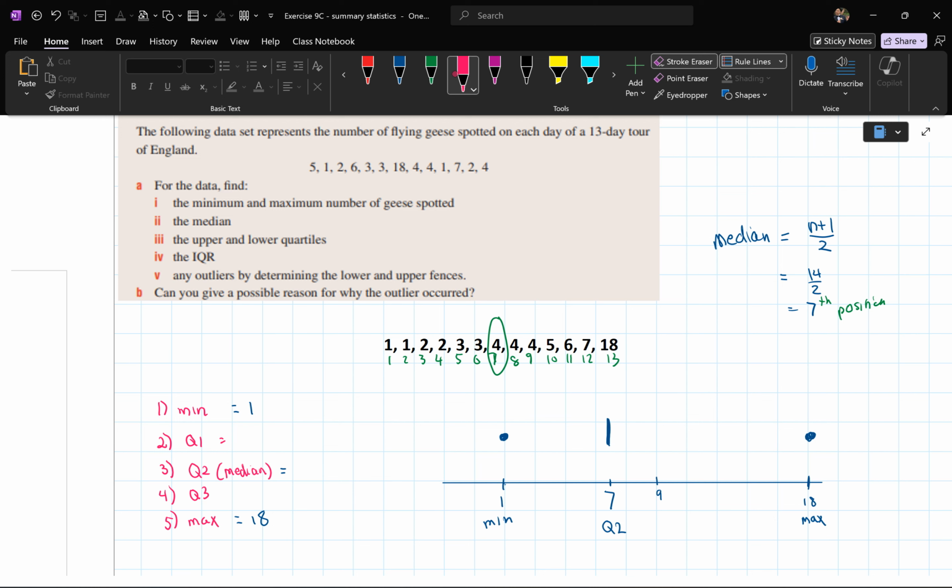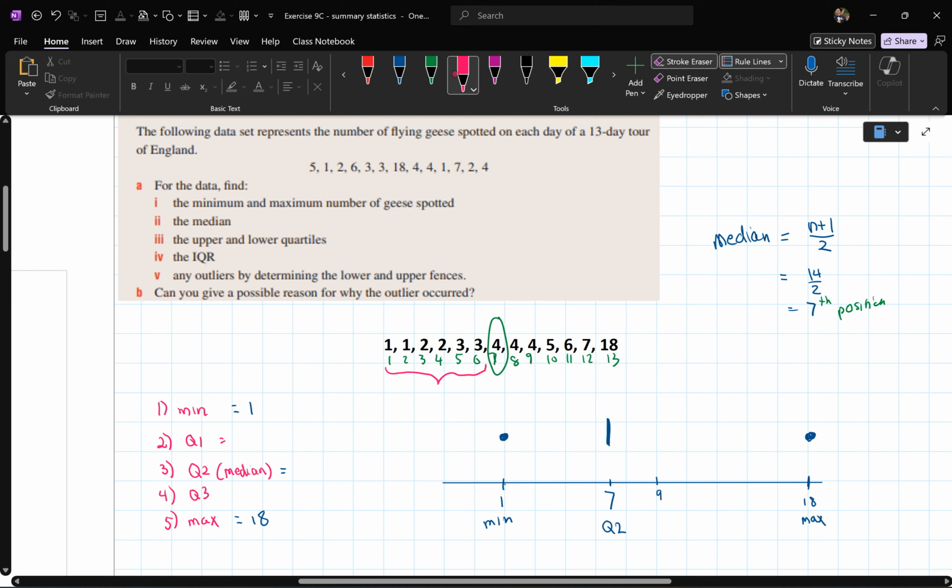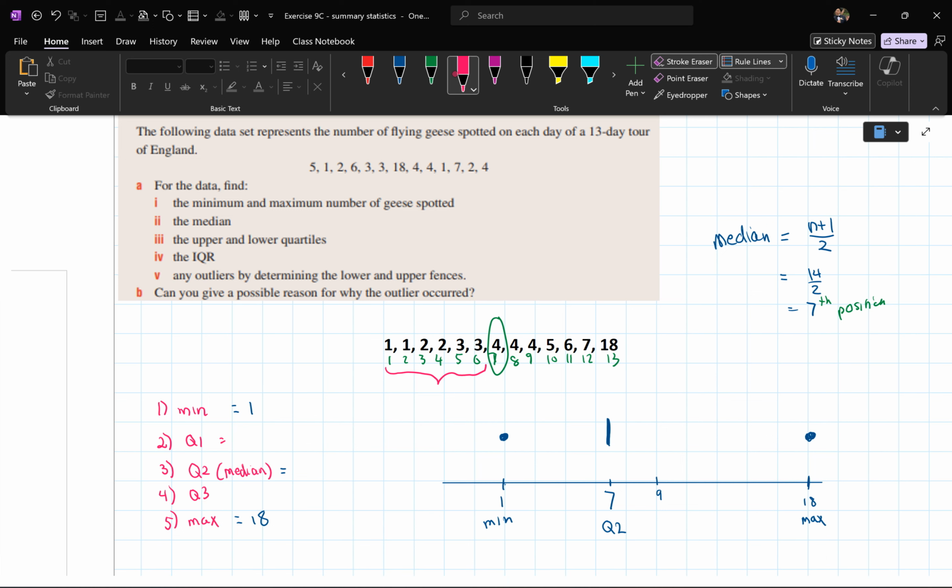So here we go. This is my bottom half. What's the middle? I've got 6 digits, so you can use this rule again. There are 6 digits on the bottom half. If you use n plus 1, 6 plus 1 is 7. 7 divided by 2, what's 7 divided by 2? It's half of 7, 3.5. So that means I know the median must be in the 3.5th position.